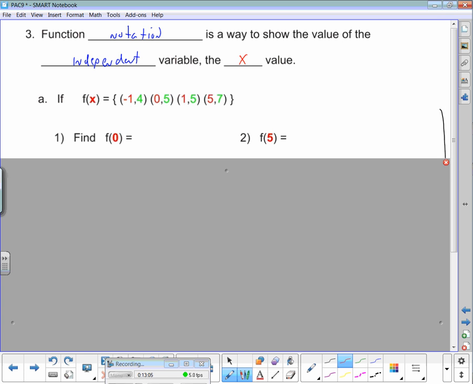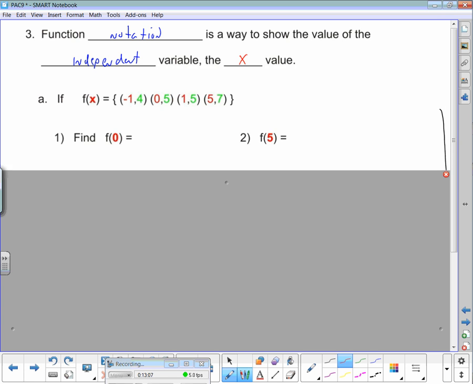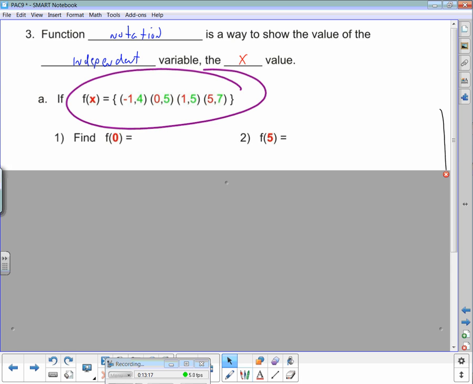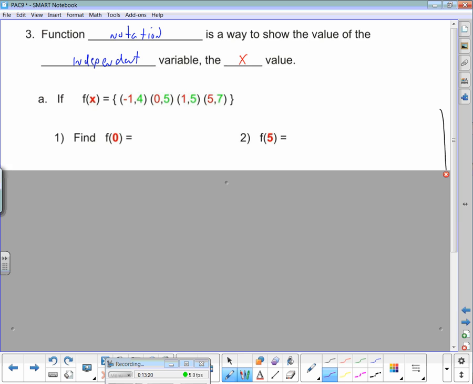Okay, so here's our first couple of examples. So they gave us a function right here, right? And this is a function. And it's written in functional notation. So go ahead and take your pen and you need to write how to say this. I'm going to do this part right here in the front.